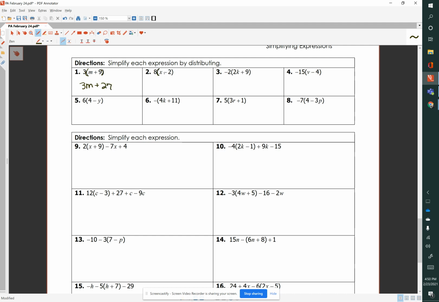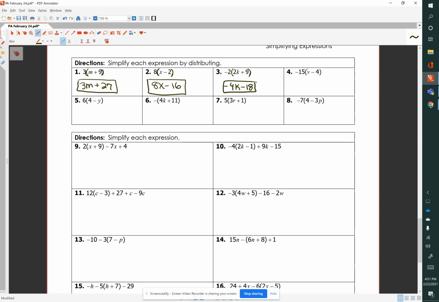8 times the quantity of x minus 2. I don't know why I said 2. 8, that's a positive 8, an invisible positive sign. 8 times x is 8x. 8 times negative 2 is negative 16. So those are final answers so far for those 2. Number 3, we have negative 2 times the quantity 2k plus 9. Negative 2 times 2k is negative 4k. Negative 2 times 9 is negative 18.